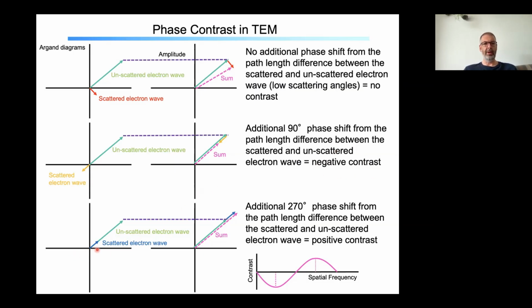Then if we carry on going out to further scattering angles, we can get to the situation where we have an additional 270 degrees phase shift from the path length difference between the scattered and unscattered electron waves. And this is now additive. So the sum of the scattered and unscattered amplitude is higher, so we'll see this as positive contrast.